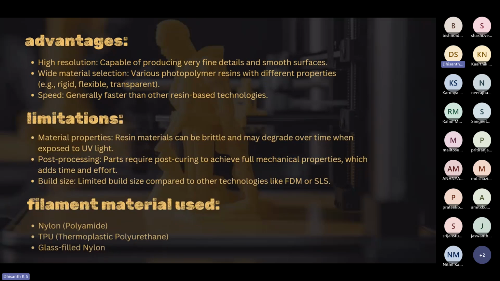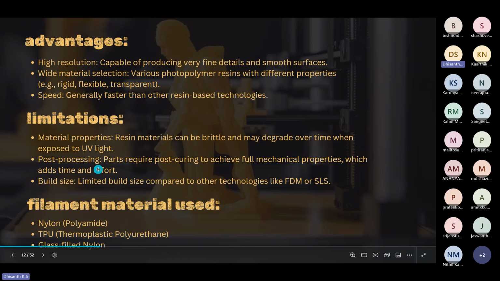Now let's discuss the advantages, limitations, and materials used in the SLA 3D printing method. The main advantage is that, as discussed earlier, it has high resolution. It is capable of producing very fine details and a smooth finish, and there is material selection: as resins are used in it, various photopolymer resins can be used for this.